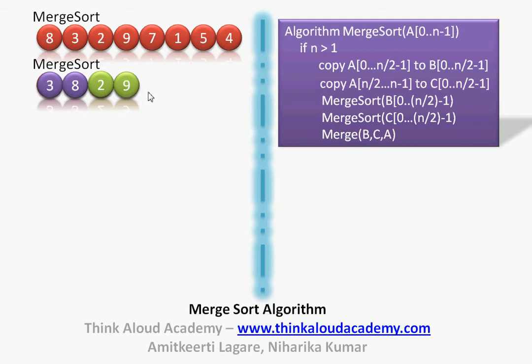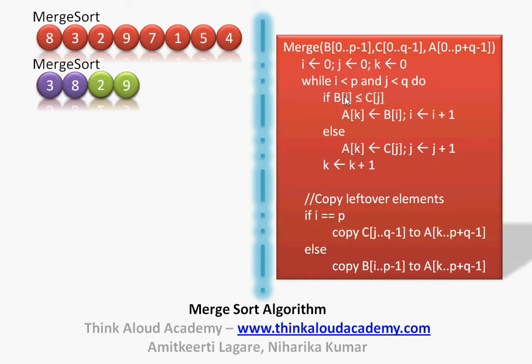Now we have to merge these two lists. I have one list which has 3 and 8, the other list which has 2 and 9, and I will call merge on B, C and A. B represents 3 and 8 and C represents 2 and 9. So I have to merge these two into A. Again I get into this while loop. I check B of I, which in this case is 3, and C of J, which is 2. So I compare 3 and 2. Is 3 less than 2? No. So I go into the else and copy C of J into A of K.